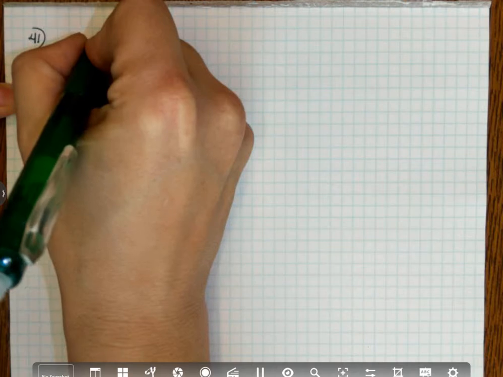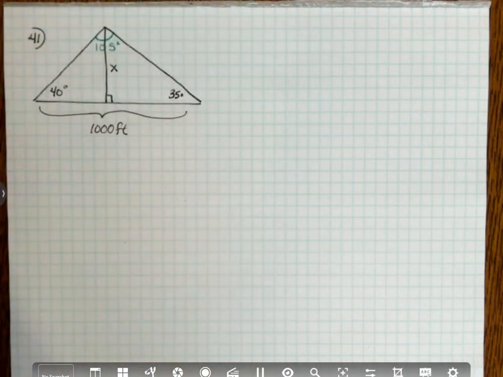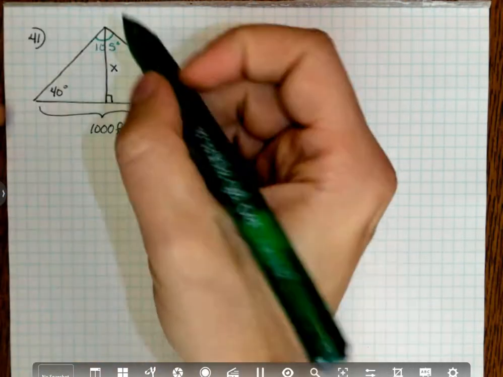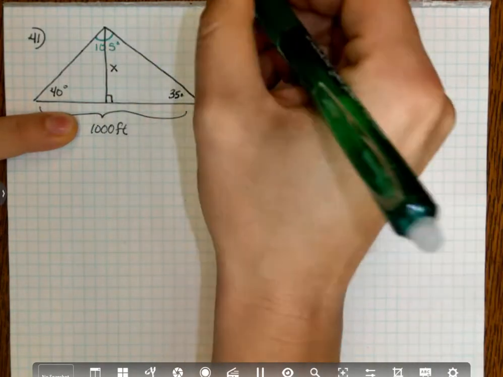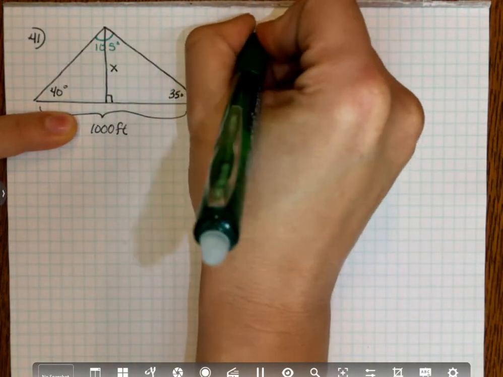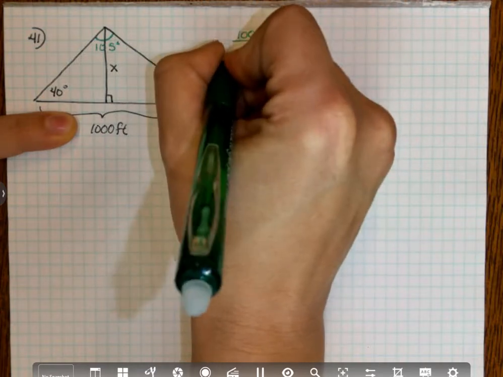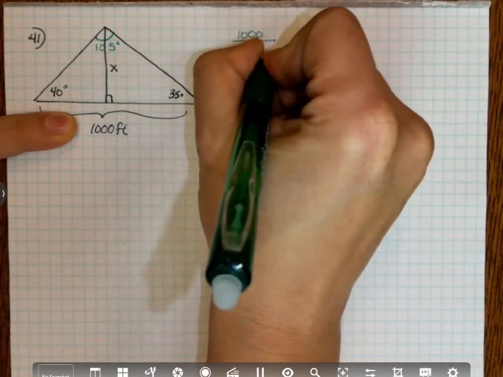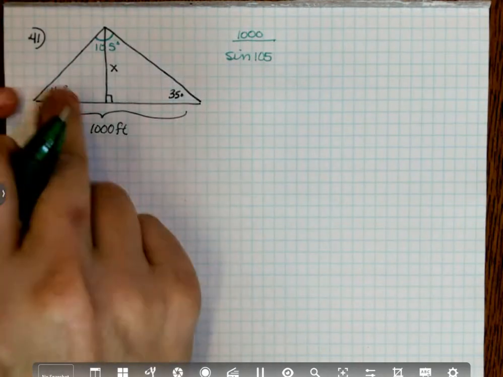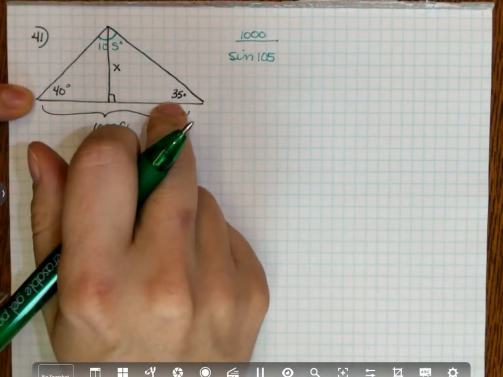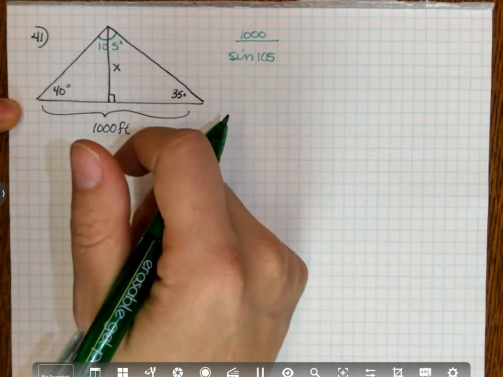$105. Good. So that angle up on top is 105, which gives me my angle-side pair. So I'm going to say 1,000 over the sine of 105 and pick a side. Do you want the left side or the right side? It's your choice. You want to do the left?